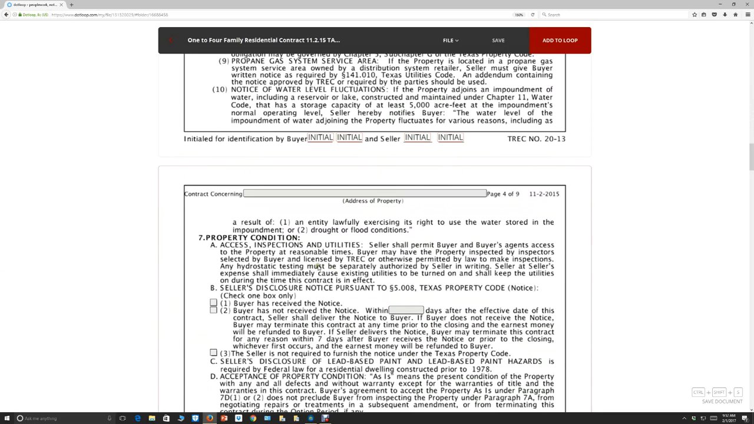Paragraph 7 is that the seller shall have all the utilities on, and they are agreeing to that in this contract. So sellers will have the utilities on, and buyers will be able to access the property at reasonable times. Trust me, I understand that what is reasonable times can be misunderstood. Some sellers don't want the buyer in their house at all. Some buyers want in the house all the time because they're shopping for furniture.